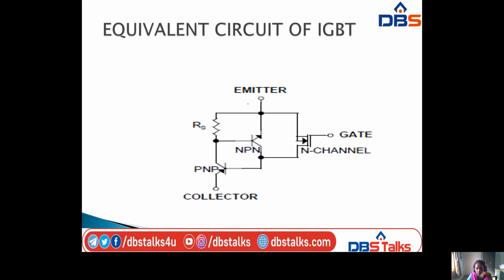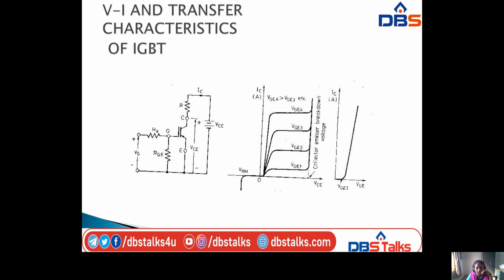Here the resistance will be connected, and this is the emitter, NPN and PNP, and this will be connected to an N-channel MOSFET. Okay. So now the VI and transfer characteristics of IGBT. The VI and transfer characteristics will be obtained when you draw a graph between VCE and IC, and VBE and IC. Okay, this is the transfer characteristics. So VCE1, VCE2, VCE3, VCE4 will be obtained. That will be VCE4 greater than VCE3 greater than VCE1.